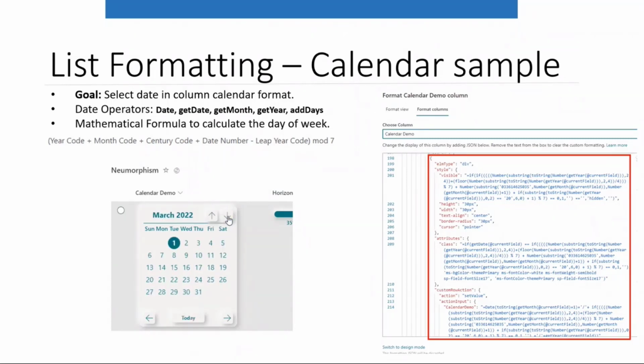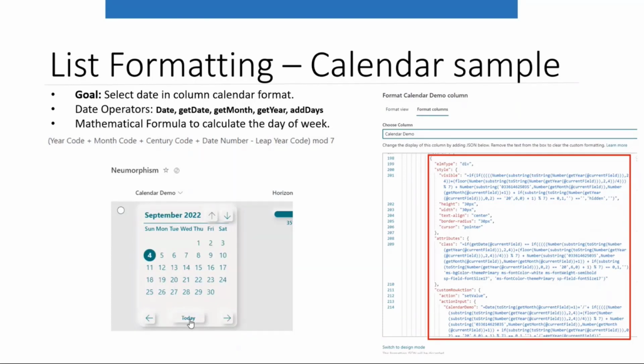There is a mathematical calculation where I have the year code, the month code, the century code, and the date number, and then I use the mod of 7. This will give me, for example, for today the first day, and then I use the rows to know in what range the rows are. For example, the first row is between 1 and 7, then 7 to 14, and then I paint based on those conditions, and you have a full calendar using this mathematical formula.